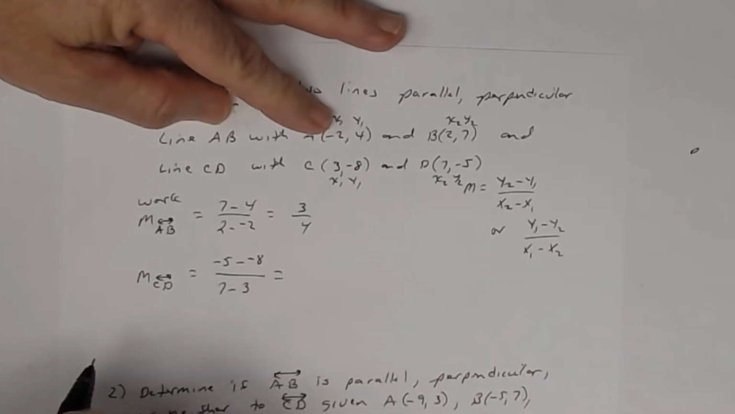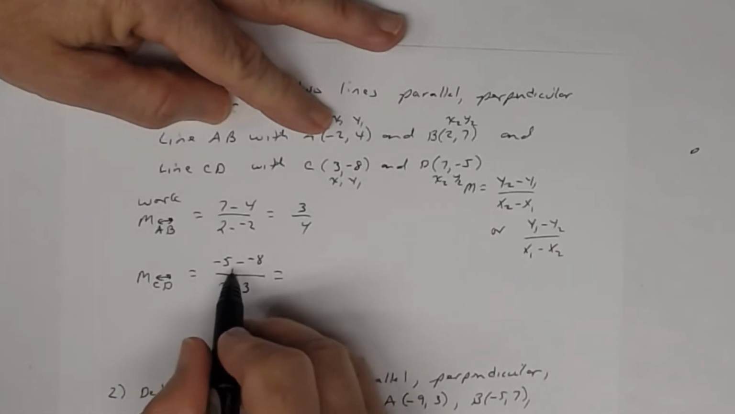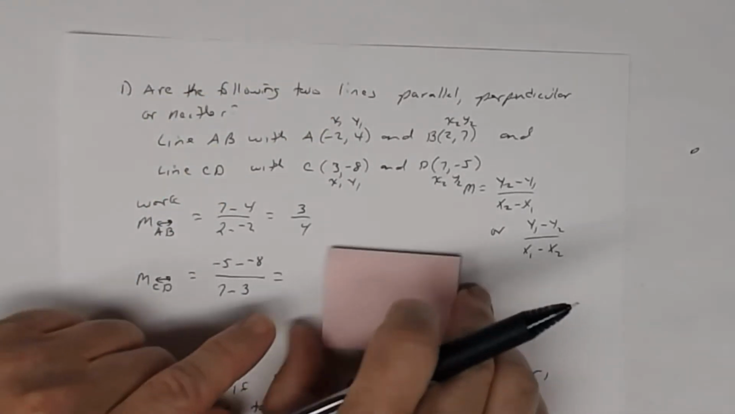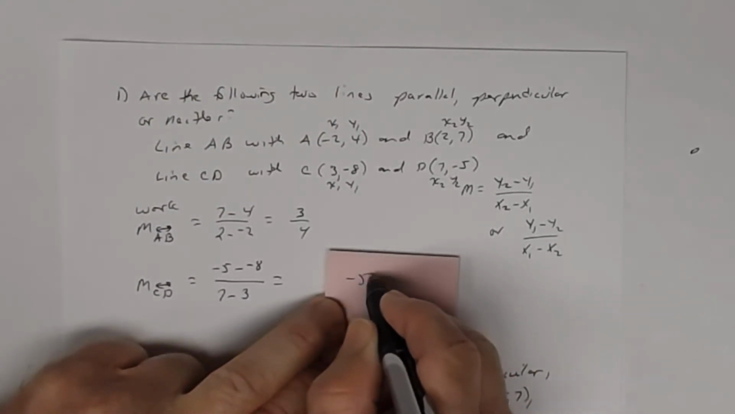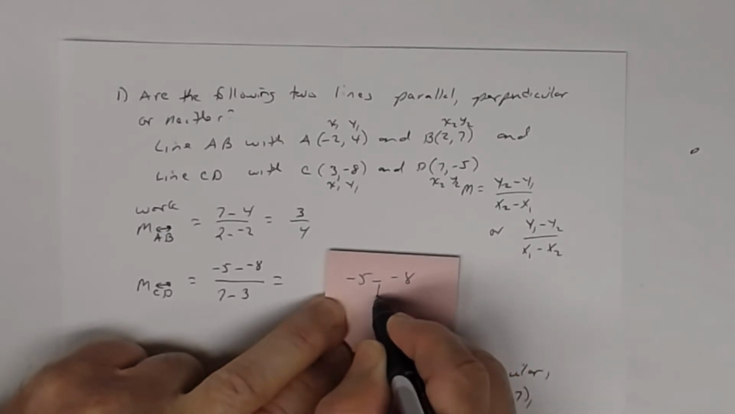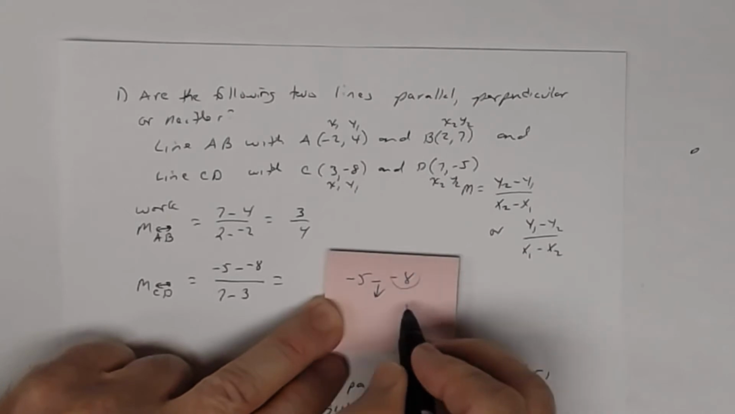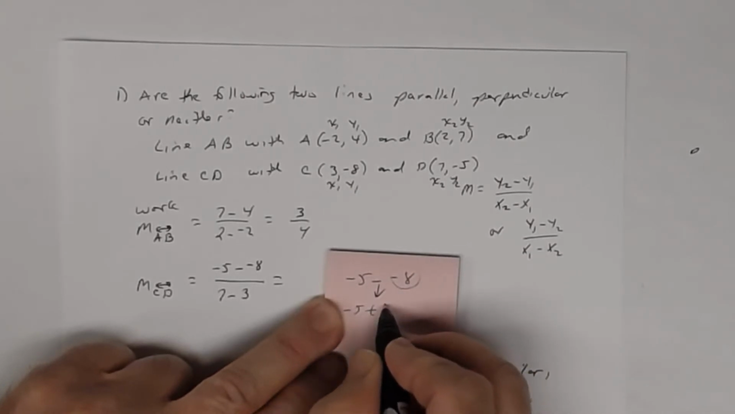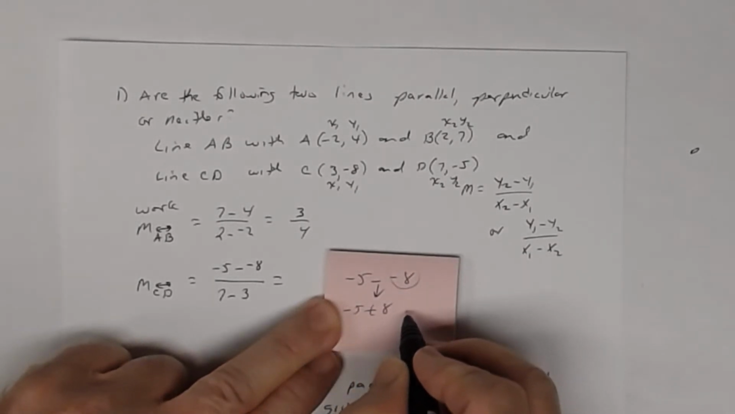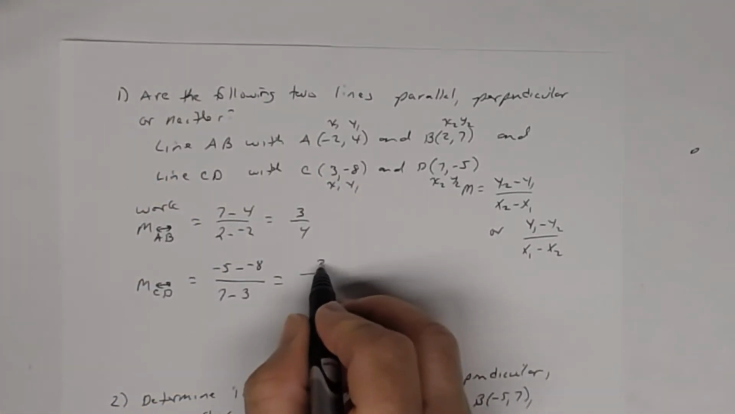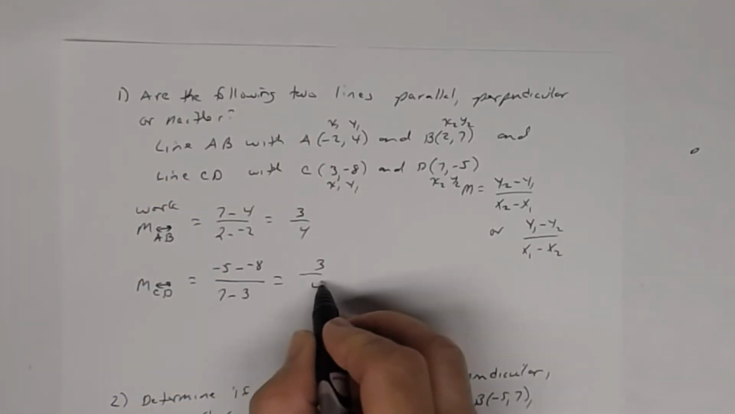All right, now be careful. Negative 5 subtract a negative 8. Remember what that means. You can always change subtraction to addition by adding the opposite. So that becomes negative 5 plus 8. And negative 5 plus 8 is 3. So the numerator is 3, right? The denominator, 7 subtract 3, is 4.